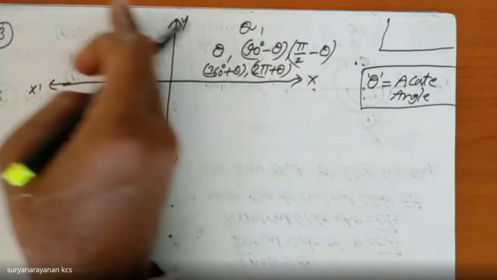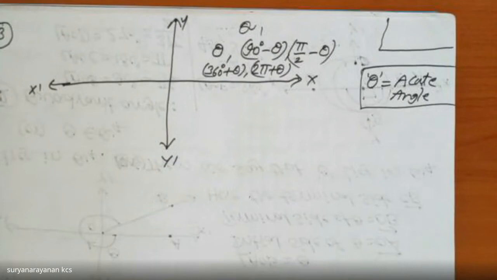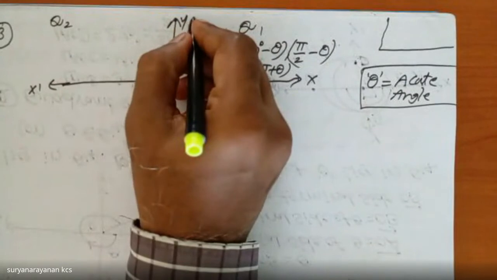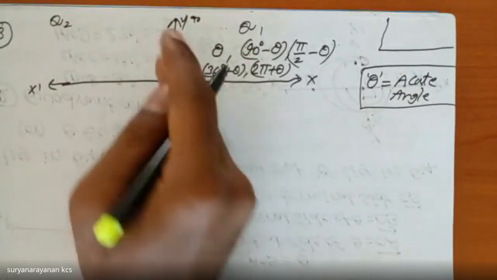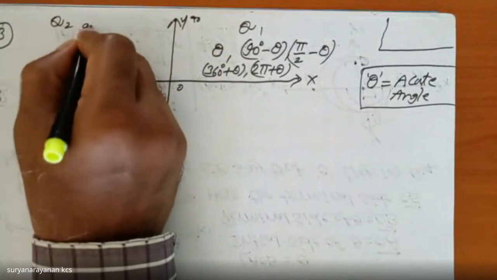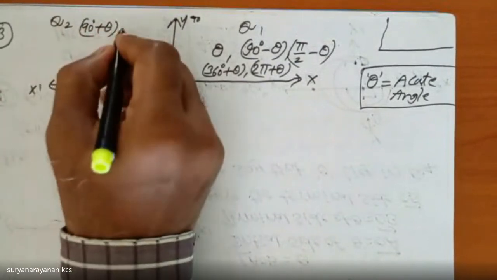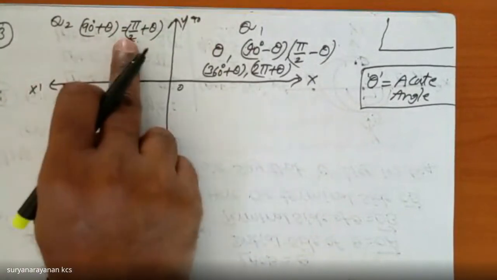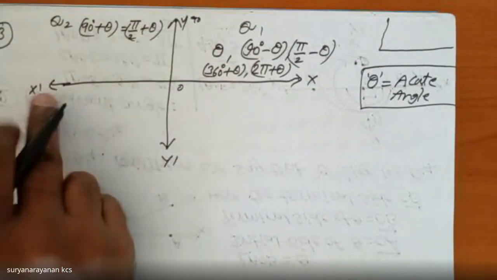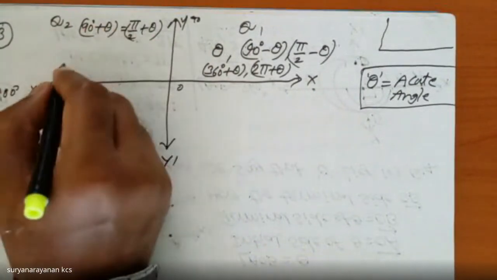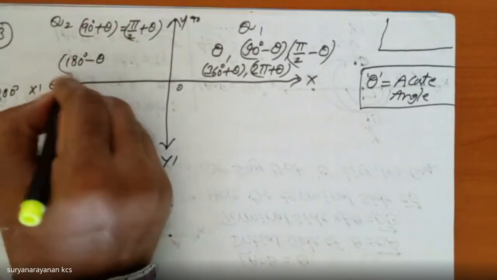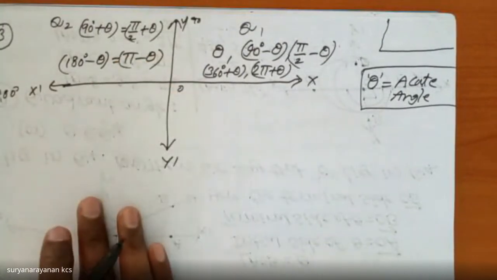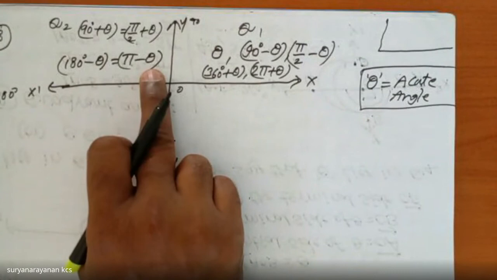If you take the second quadrant, what is the form of an angle which lies in the second quadrant? This is 90 degrees, OY. So 90 degrees plus theta, or pi by 2 plus theta, or, this is 180 degrees, so 180 degrees minus theta, or pi minus theta. Always remember this point, theta is an acute angle.